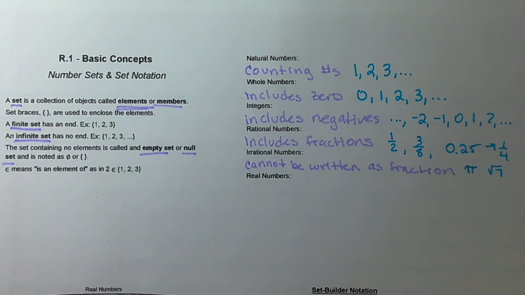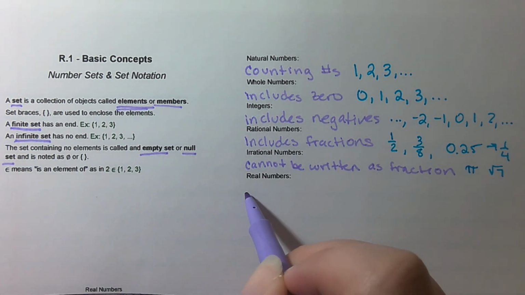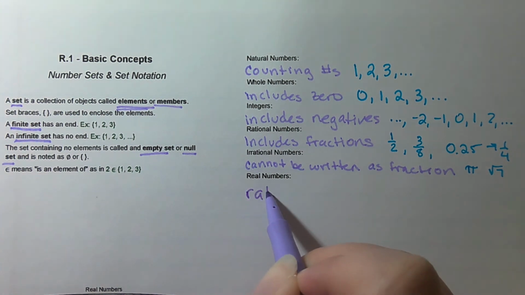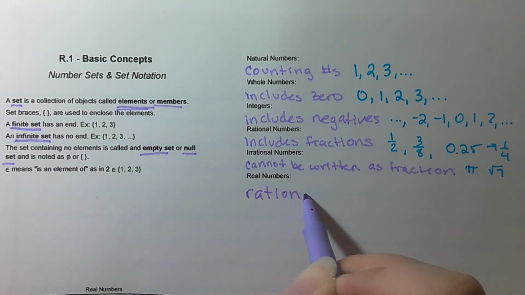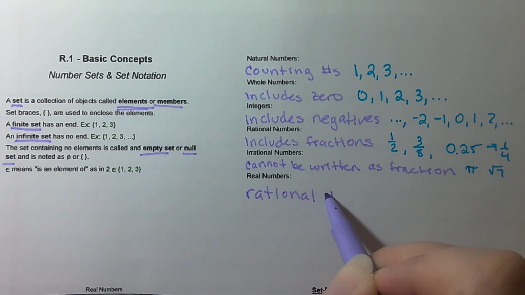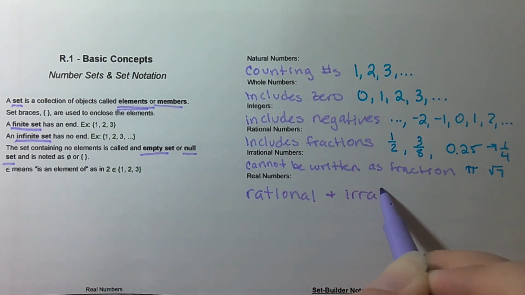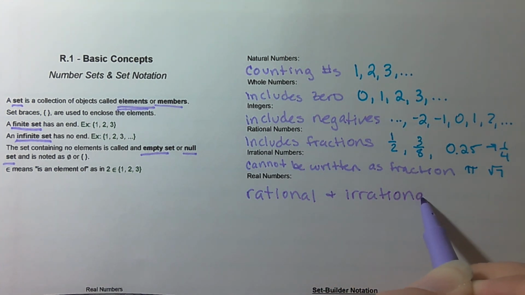And then real numbers are made up of rational and irrational numbers. We do have non-real numbers, for example our imaginary numbers, and those we'll get to a little bit more second semester.